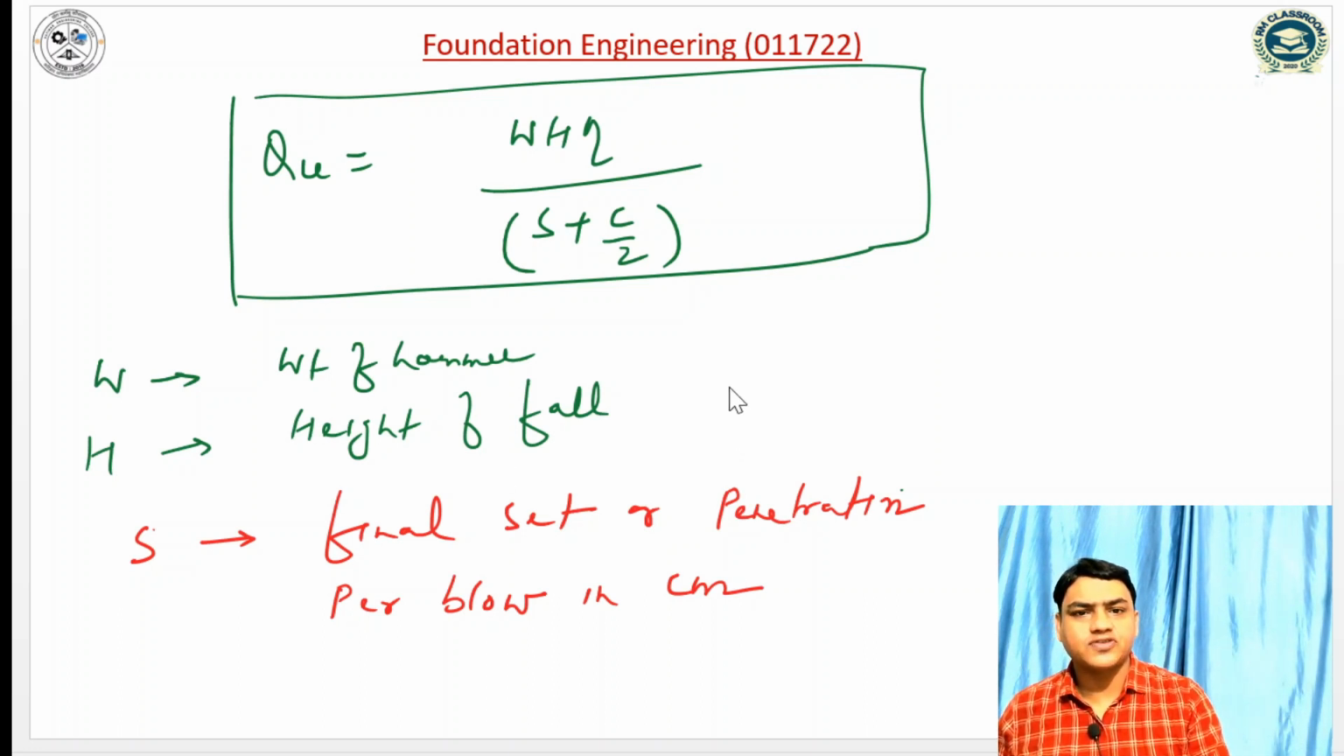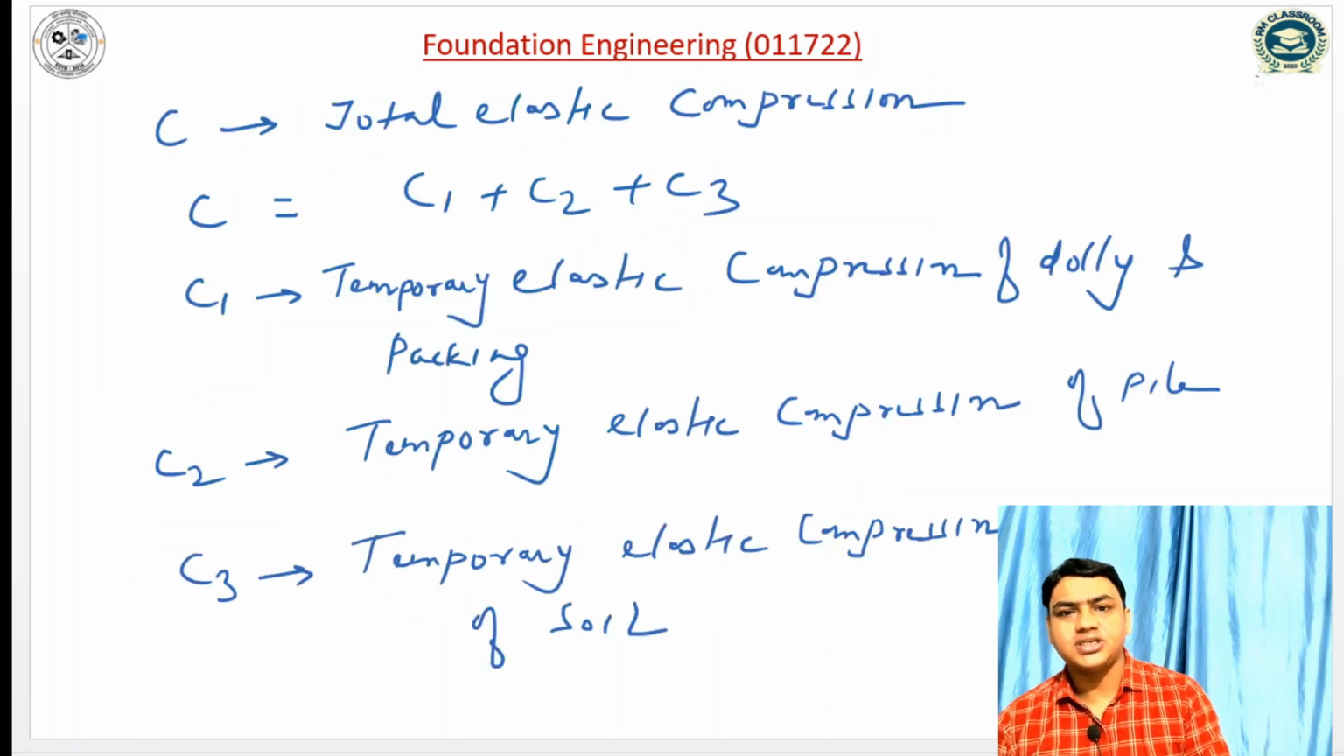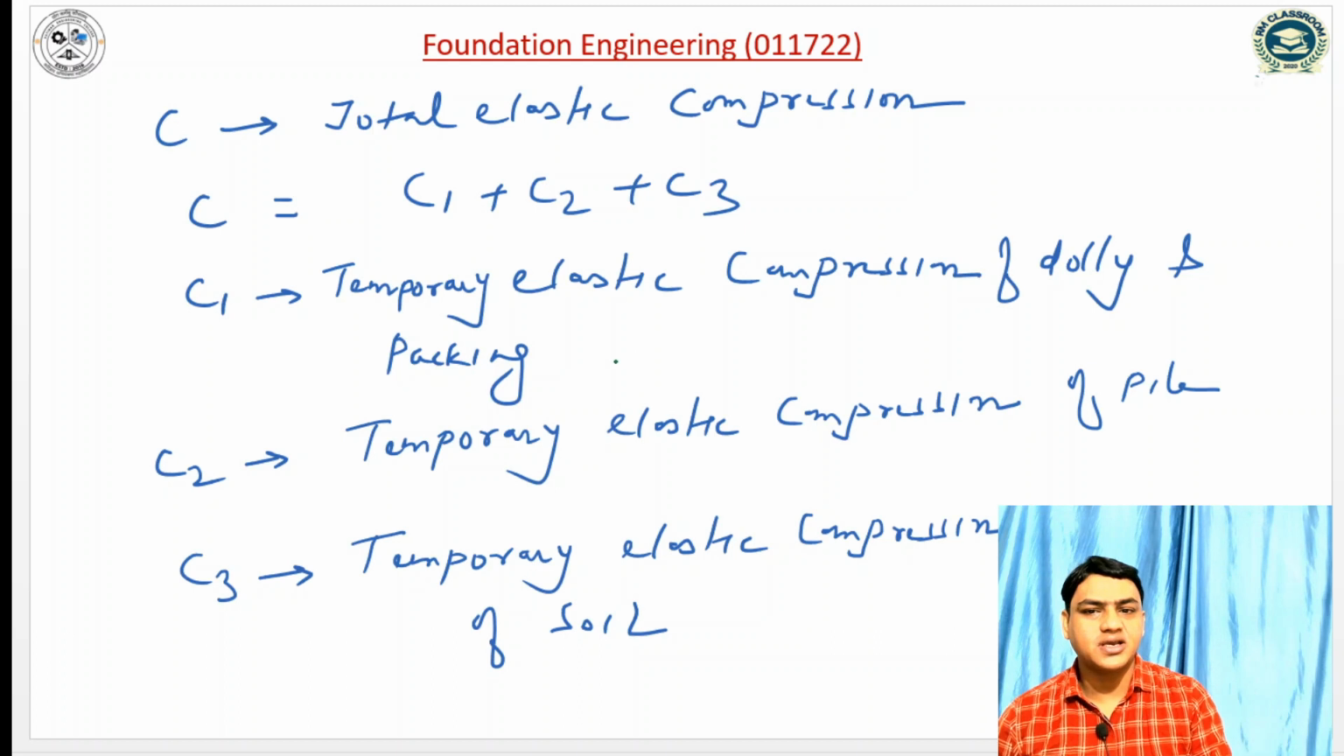constant, that is the sum of C1 plus C2 plus C3, and C1 is the temporary elastic compression of the dolly and packing, and C2 is the temporary elastic compression of the pile, and C3 is the temporary elastic compression of the soil. So we can see here C is the total elastic compression, which is the sum of C1 plus C2 plus C3, and as I told you, C1 is the temporary elastic compression of dolly and packing, C2 is the temporary elastic compression of pile, and C3 is the temporary elastic compression of soil.